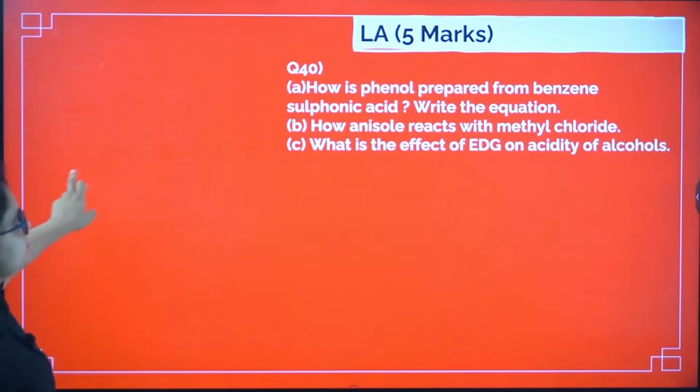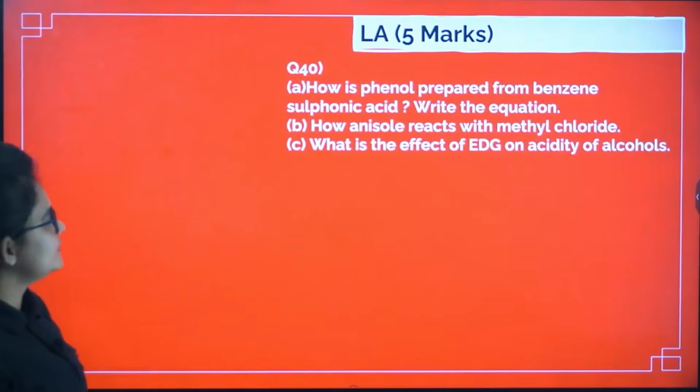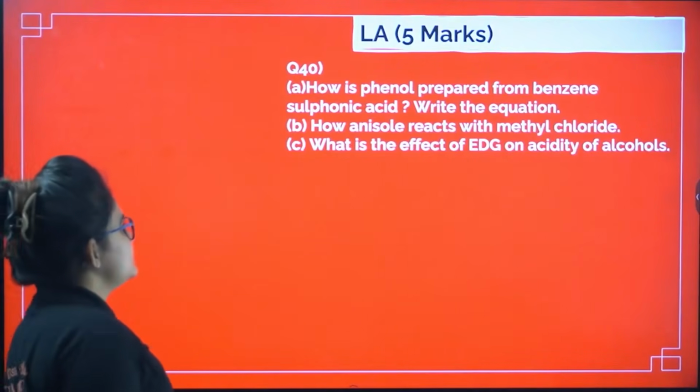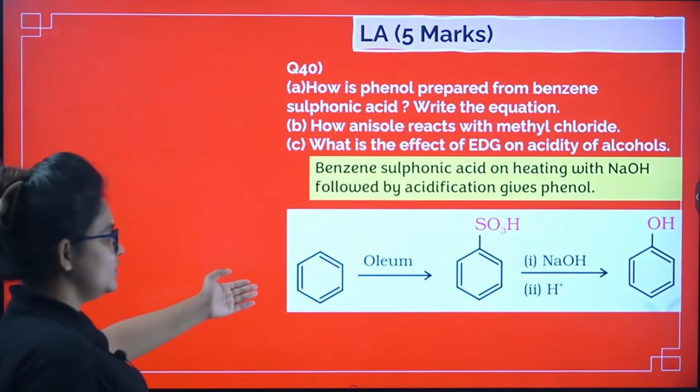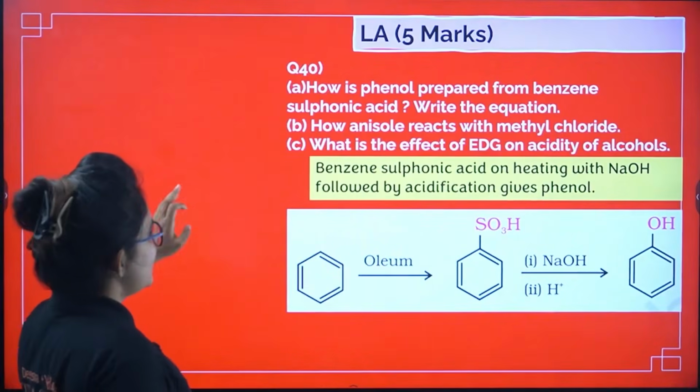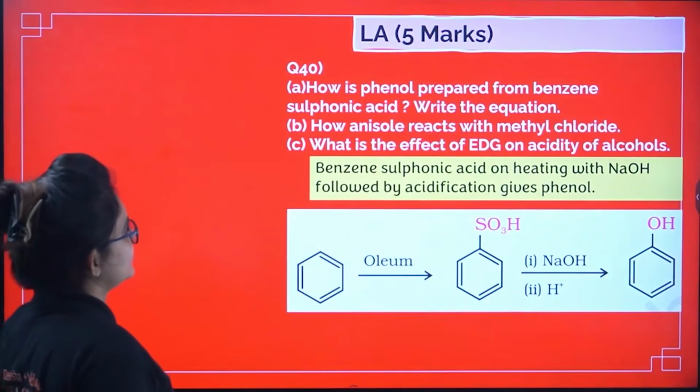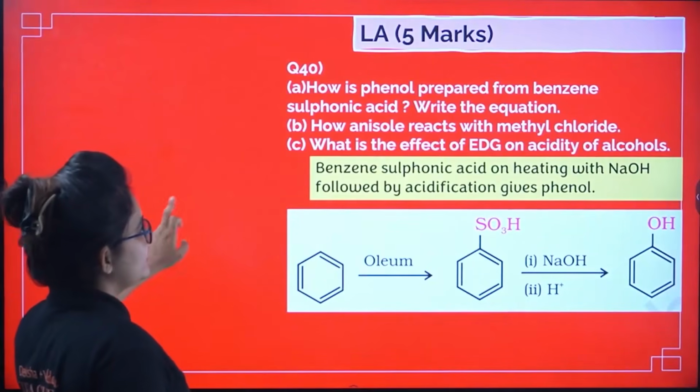Let's proceed. How is phenol prepared from benzene? Benzene sulfonic acid, that we already did with the reaction. For sulfonic acid, you have to treat with oleum, then NaOH and H+. How does anisole react with methyl chloride? That also we did, Friedel-Crafts alkylation.